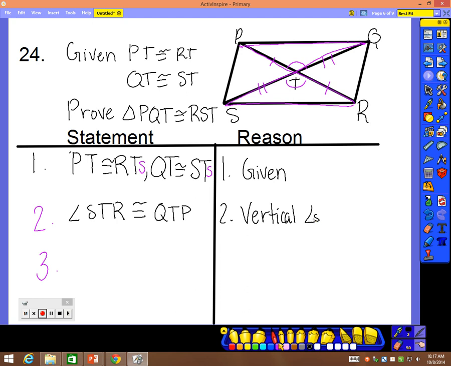And there is an angle. So I'm going to let you finish out this next step. I do have side, angle, side. So what do I need to do to finish it? I'll let you finish that one out.